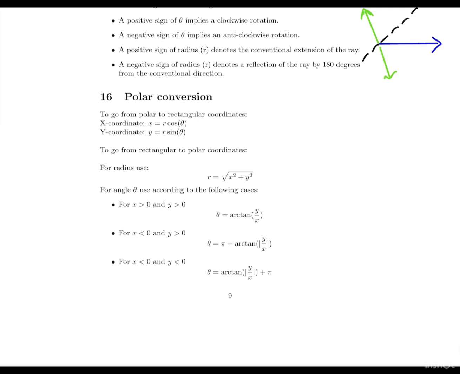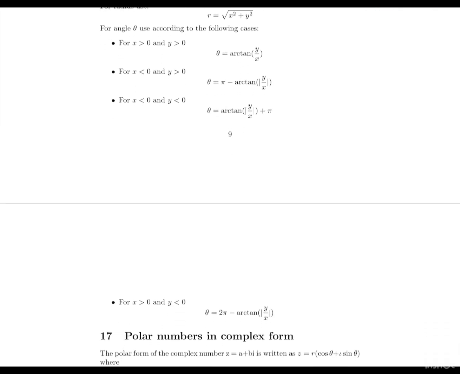But for angle theta, we have four cases depending on which quadrant the point lies in. For example, if it lies in the first quadrant, we have theta equal to arctan of y over x. If it lies in the second quadrant, we have a different case. If it lies in the third and fourth quadrant, we have more different cases. And you should be thorough with them. I've mentioned them so you can review them quite well.